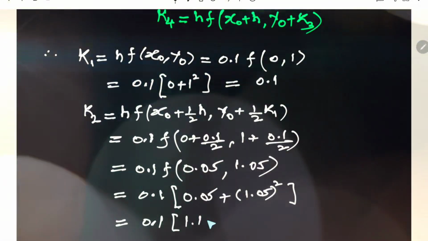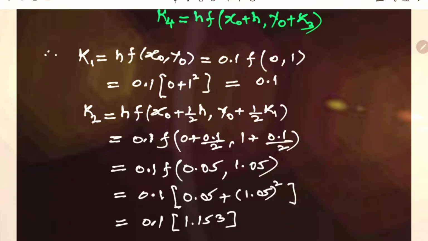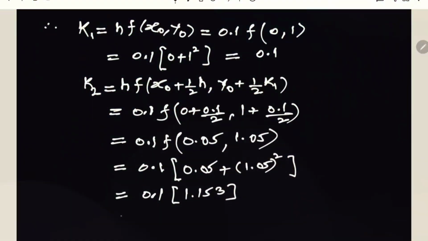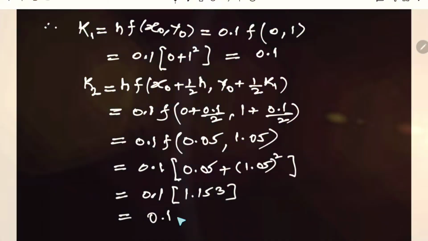Finding the value by calculator, it is 1.153. Multiplying it by 0.1, we get that value as 0.115 as the value of k2.